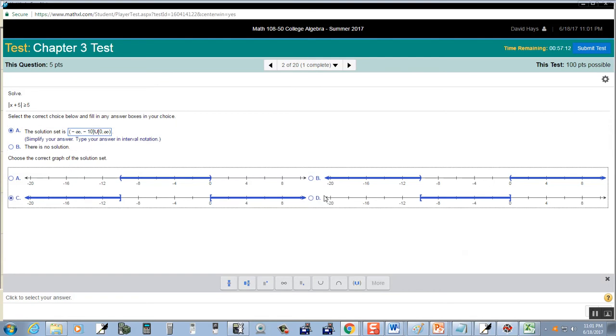C kind of looks like it. Let me look at these other ones. Okay, that's starting on negative 10. That's a parentheses. We want a bracket. Okay, that must be it.